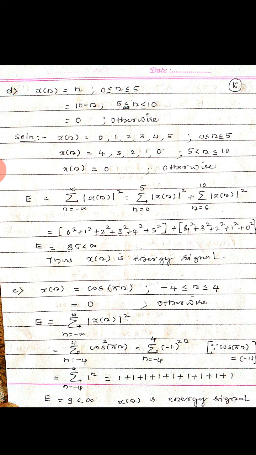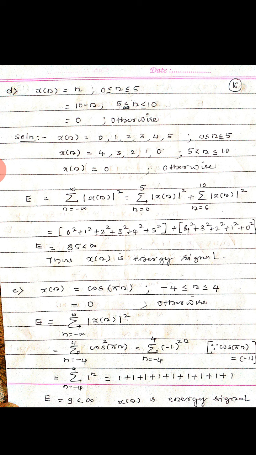And the last example is one in which the signal x of n is defined as cos pi n between -4 to 4, and otherwise x of n is equal to 0. So how to find the energy when x of n is given by cos pi n? It is very simple, use the same formula, and here the duration is known. So the summation n is equal to minus infinity to plus infinity x of n square. Summation limits are -4 to 4. x of n square means it is cos square pi n.